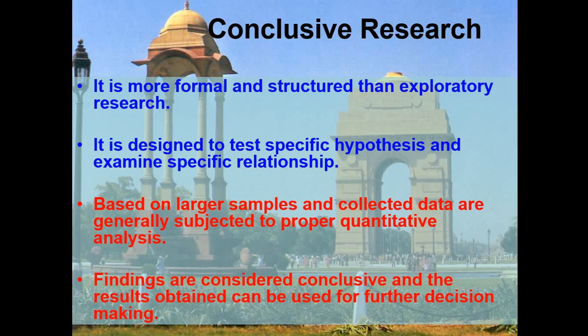Findings are considered conclusive and the results obtained can be used for further decision making. Findings in this case are conclusive, so they take us to a final solution at the end of this research, and these results can be used for the purpose of decision making. At the end of the research, you reach some conclusion. That conclusion for that particular study seems to be stagnant, and so accordingly, you can now implement the findings of the study in the practical field in real life, because this conclusive research will give you a direction.